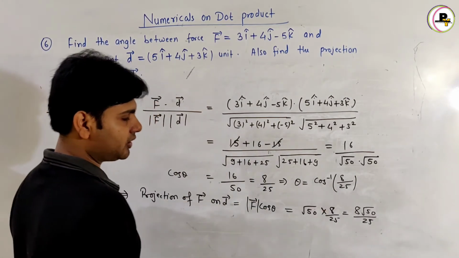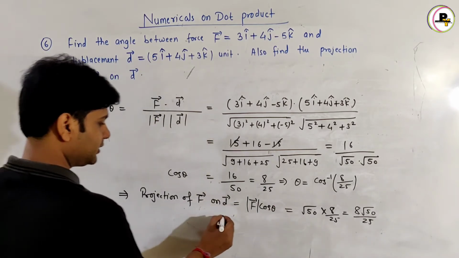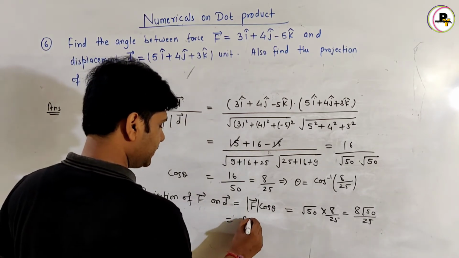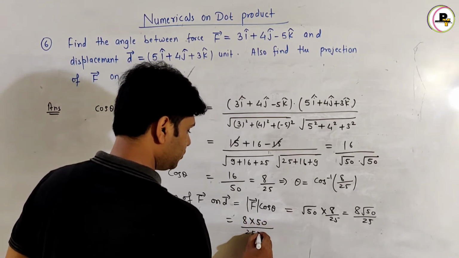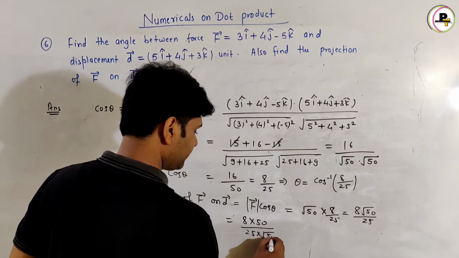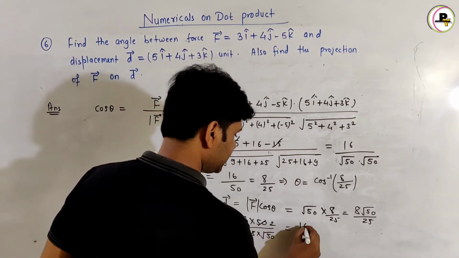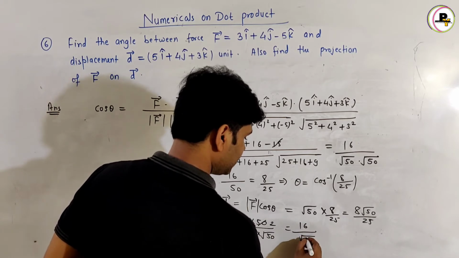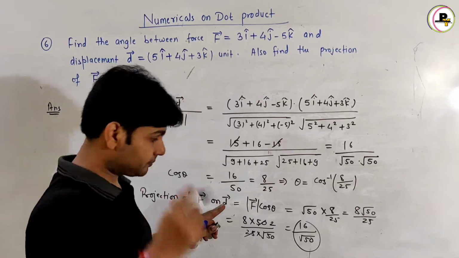I can also rationalize this value. So if I rationalize, then I get what? This is equal to 8 into 50 divided by 25 into root 50, and this is equal to 25 2s are 50 and is equal to 60 root 50. This is the scalar projection of f vector on d vector.